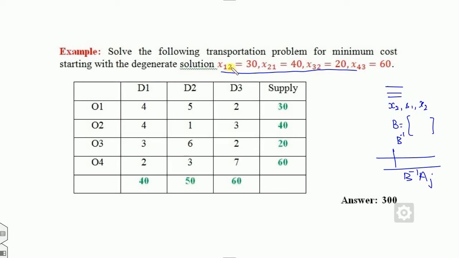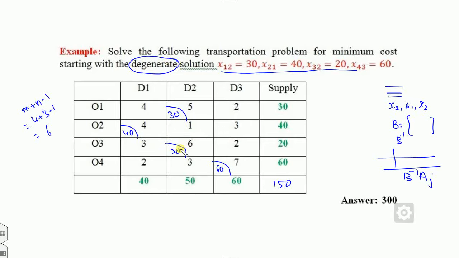Same for here. So what is that? x12 is 30, x21 is 40, x32 is 20, x43 is 60. Now check whether this is optimal or not. Firstly, you have to check whether this is balanced or not. So it is balanced, it's 150. Secondly, how many allocations are there? You need, before applying the MODI method, 4 plus 3 minus 1, that is 6, but here only 4 are there. It means this solution is called a degenerate solution.